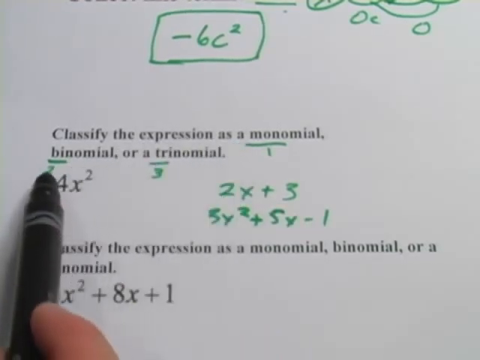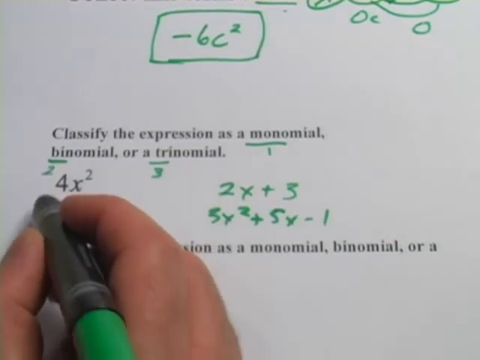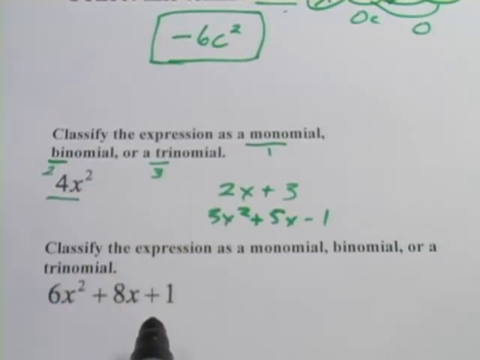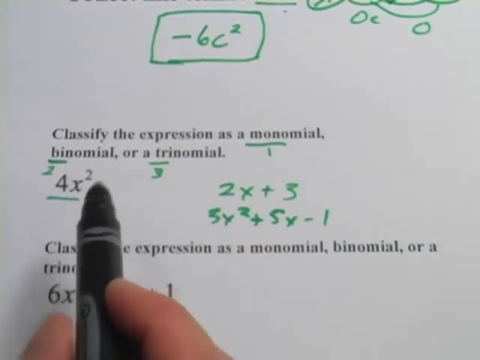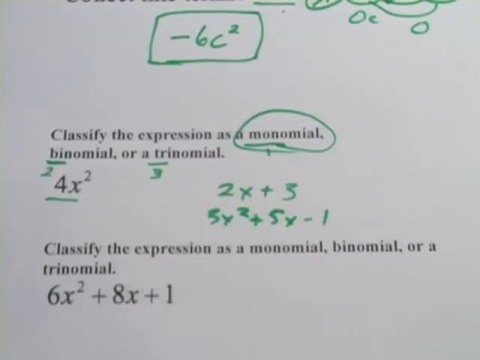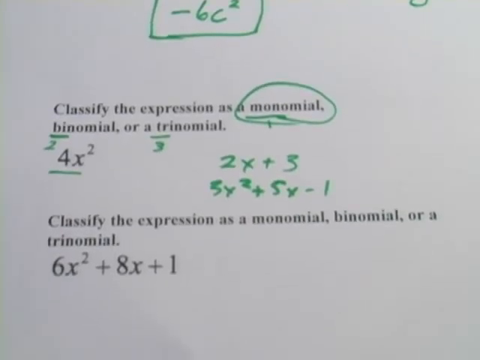Classify the expression as a monomial, binomial, or trinomial, and we get 4x squared. Well, that's just 1 term. There's no plus or minus anything else. So that is going to be a monomial. Let's do one more like that.